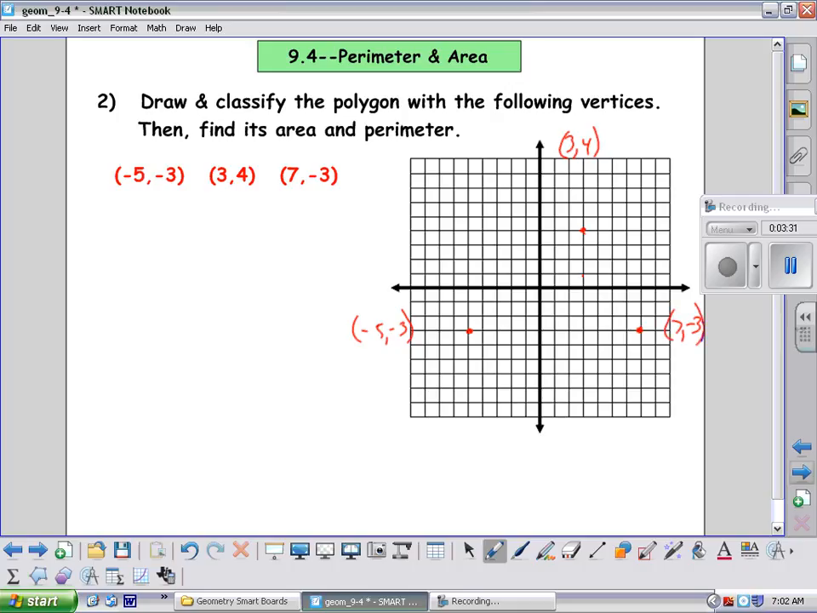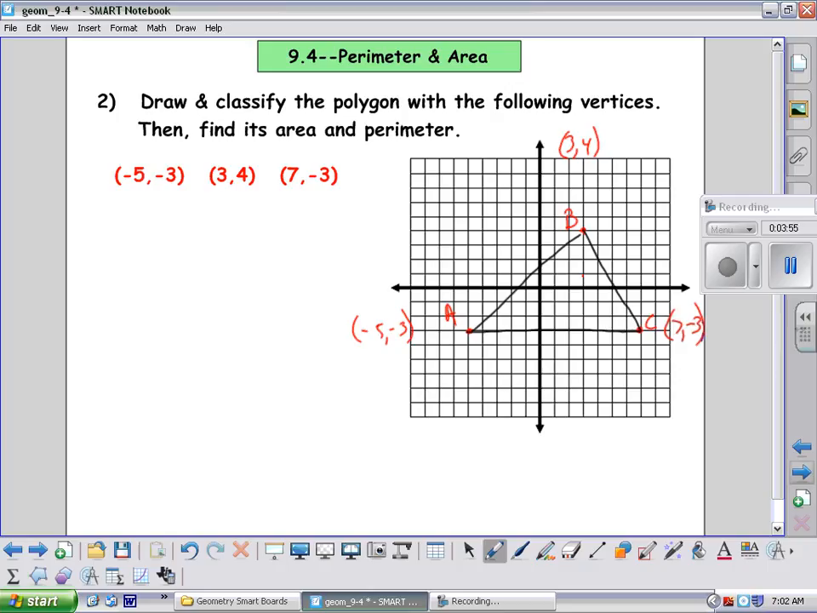Okay, so we've got a triangle there. We want to classify it, and we want to find the perimeter and area. So slopes and distances are what we need here to get this done. We need to find slope and distances. These are all things we know how to do, so this is a nice little review. So let's put points A, B, and C here.